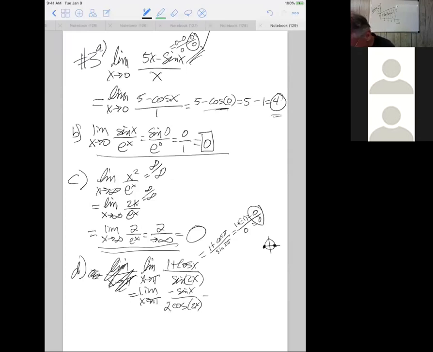So as x goes to pi, we get negative sine of pi over 2 cos 2 pi. The sine of pi, pi over here, sine is y, is 0. We got 0 on top. Cos of 2 pi is over here, that's 2 times 1, which is 2. So 0 over 2 is 0. That is the answer and how you work through it.